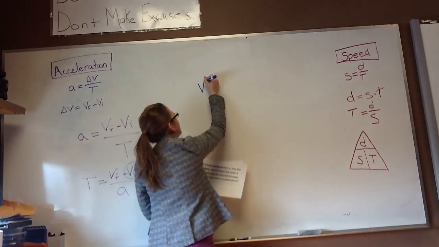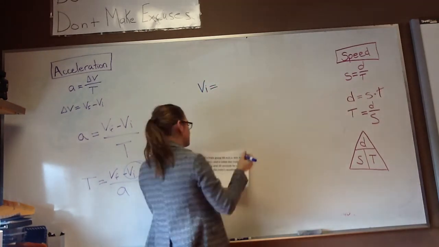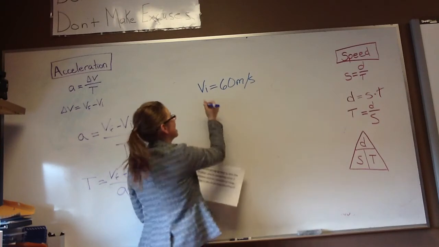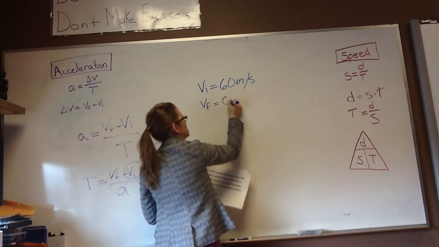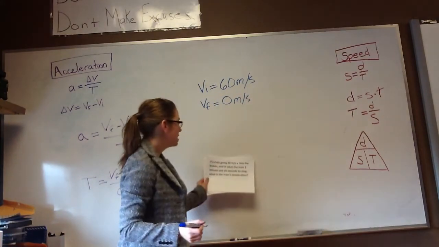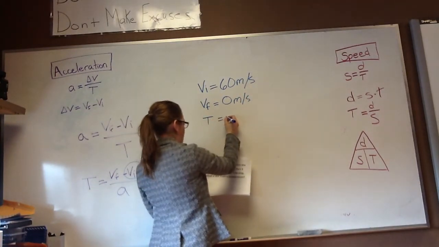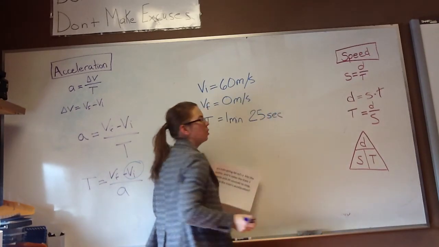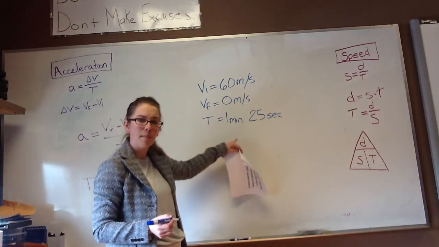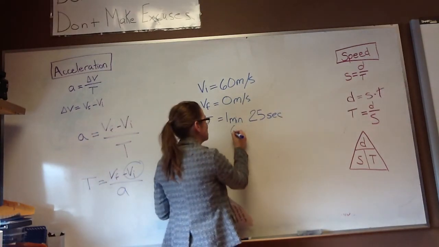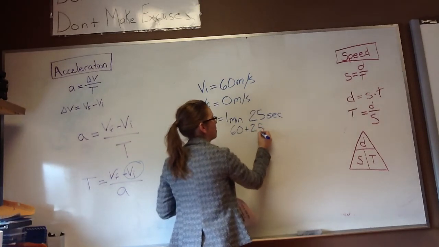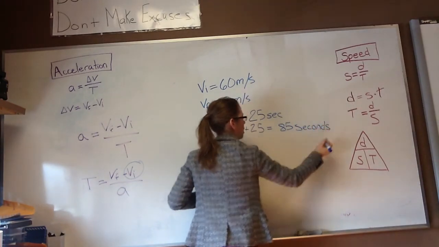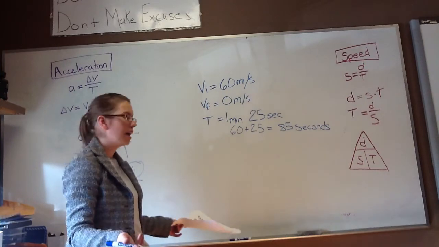The initial velocity of the train before it hits the brakes is 60 meters per second. It comes to a complete stop, so that means its final velocity is 0 meters per second. This says that it takes a time of 1 minute and 25 seconds. This isn't very useful to us if we leave it as a mixed number. 1 minute is 60 seconds, and 60 plus 25 is 85 seconds total. Now all we need to do is find our acceleration.